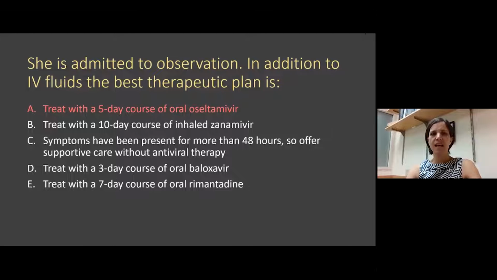So the best answer is A, treat with a 5-day course of oseltamivir, which we'll get into the details of more. Zanamivir for 5 days would also be appropriate. She's not somebody where you necessarily think they need this extended 10-day course for which there's limited evidence. She is somebody who merits treatment, which we'll get into in a minute.